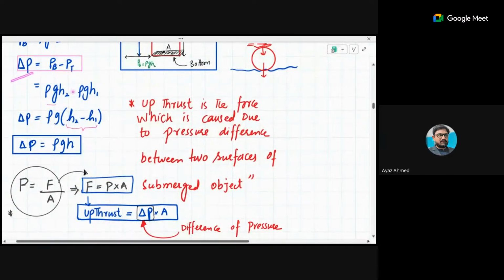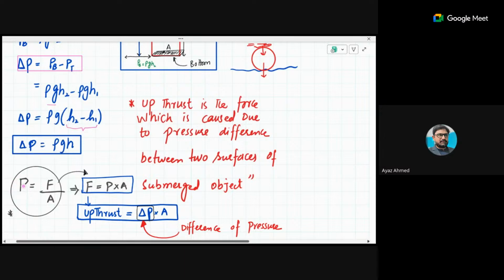So what is delta P? Delta P is equal to rho g h2 minus rho g h1. Rho and g can be taken out common. So h2 minus h1 is the height of the object. Is it clear to all? Okay. So this is the change in pressure, actually the difference of pressure.